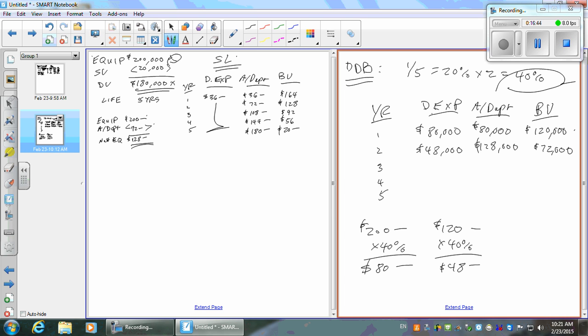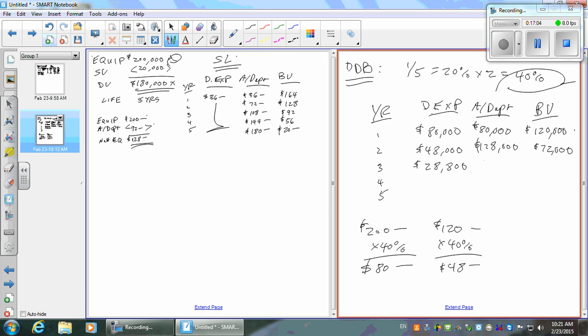Okay, and then the third year? Now we need a calculator. 72,000 times 0.4, huh? What's that one? 28,800. Okay, 28,800. Debit depreciation expense, credit accumulated depreciation.